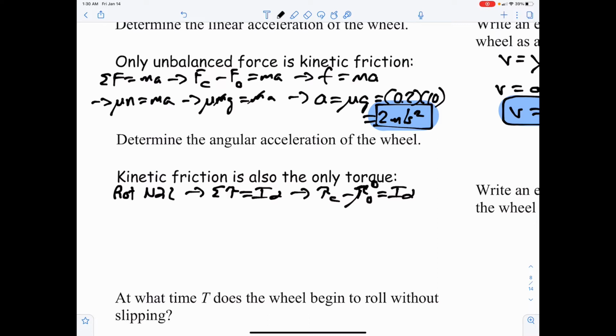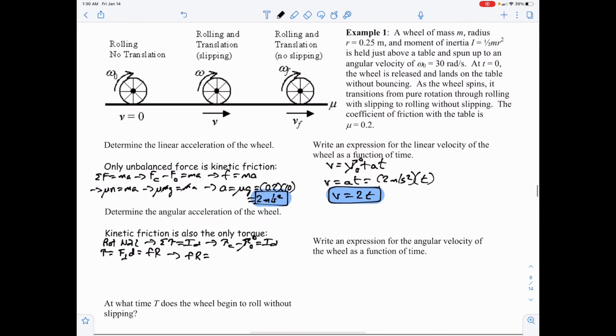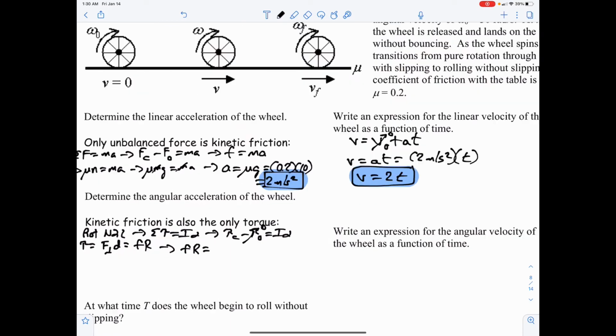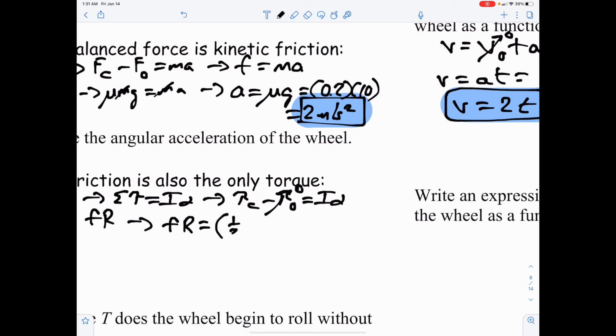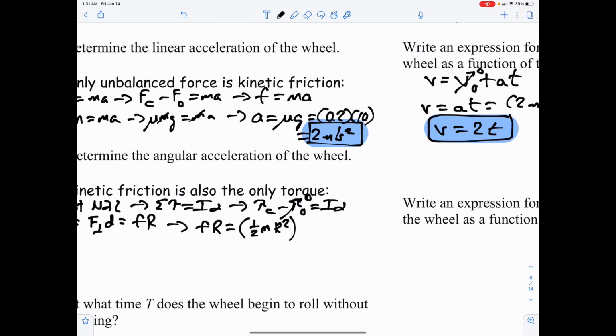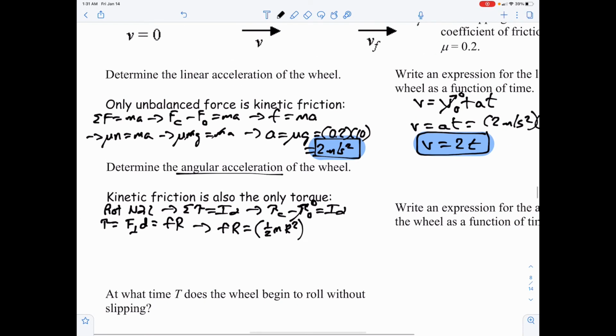Recall torque is equal to the perpendicular force times distance, which would be friction times the radius. The radius would be that lever distance. So we've got friction times radius equals I alpha, but we were told that I is 1/2 mr squared. So I'm going to substitute 1/2 mr squared in place of I, because I want to solve for alpha.